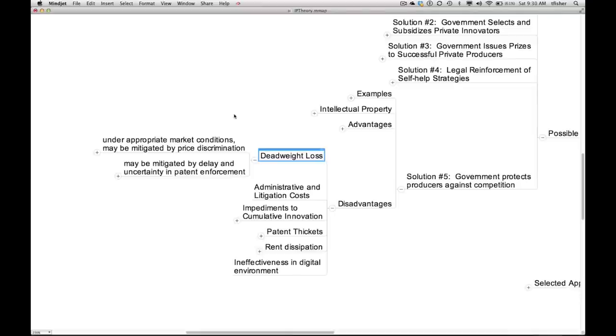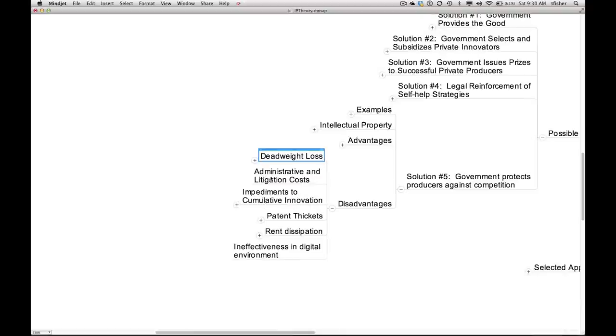Next, copyright and patent systems have administrative and litigation costs. Significant resources are devoted to lawyers and courts necessary to interpret and enforce authors' rights. From the standpoint of social welfare, that's a waste.